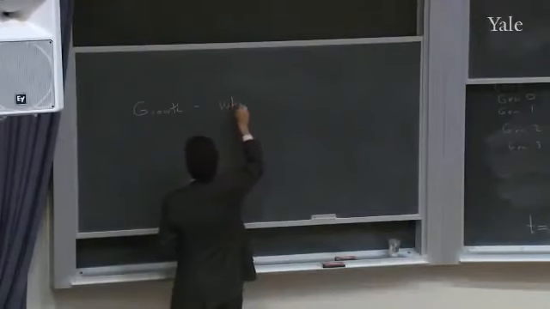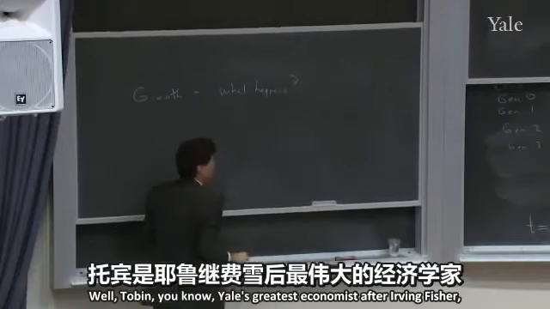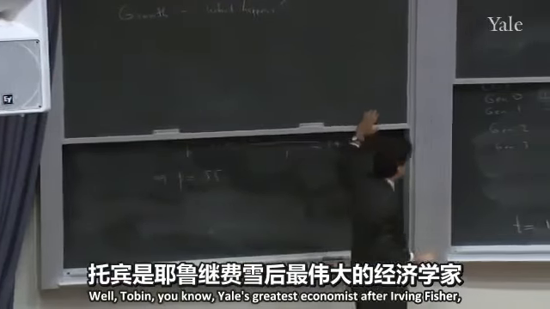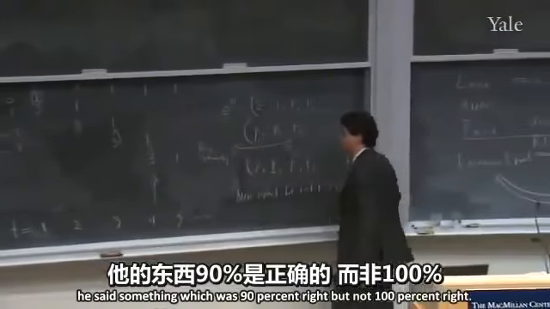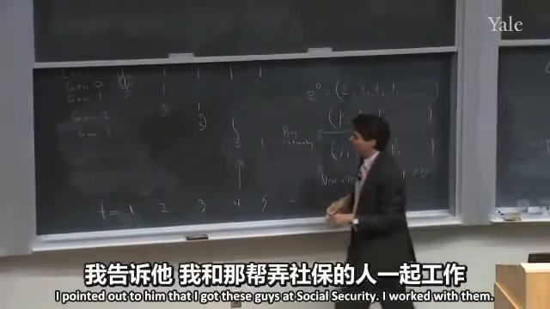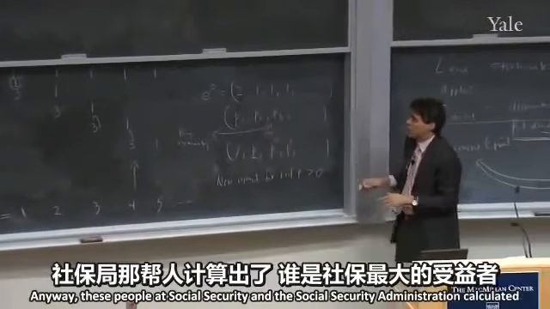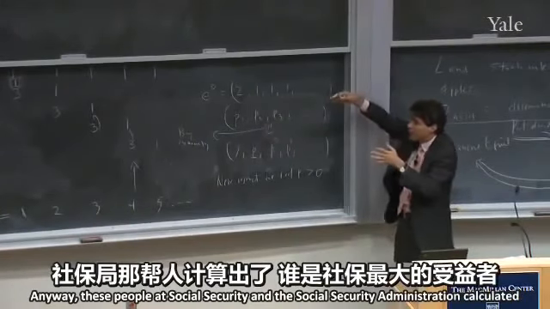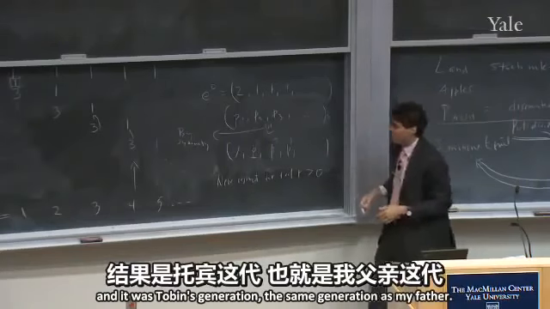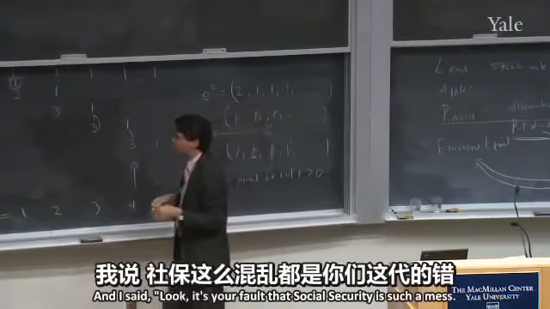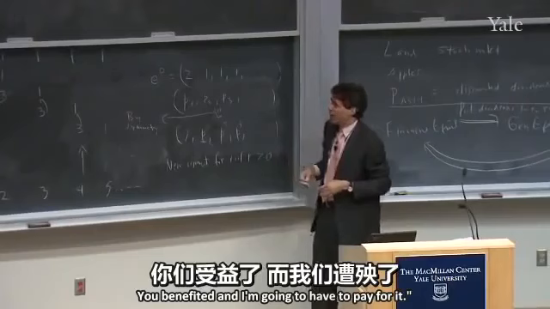Okay, what happens? Well, Tobin, Yale's greatest economist after Irving Fisher, said something which was 90% right, but not 100% right. I pointed out to him that I worked with these people at the Social Security Administration, who calculated who were the biggest beneficiaries of Social Security, and it was Tobin's generation, the same generation as my father. And I said, look, it's your fault that Social Security is such a mess. You benefited, and I'm going to have to pay for it.